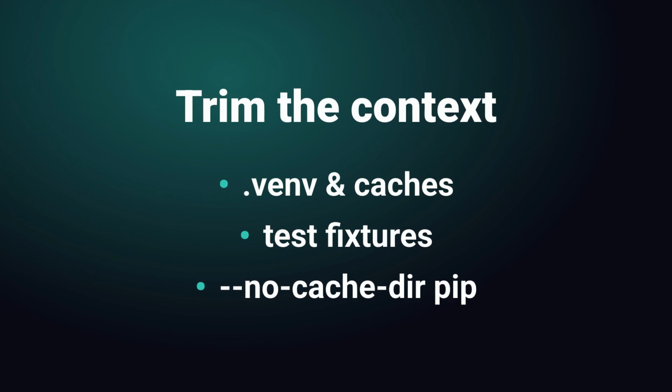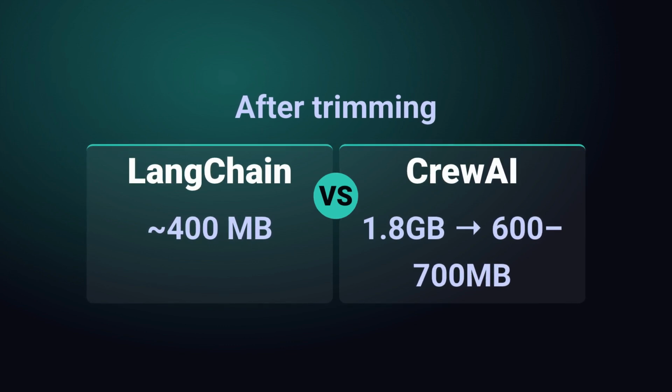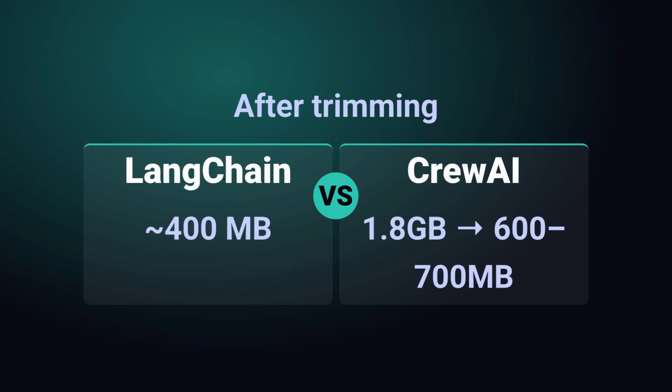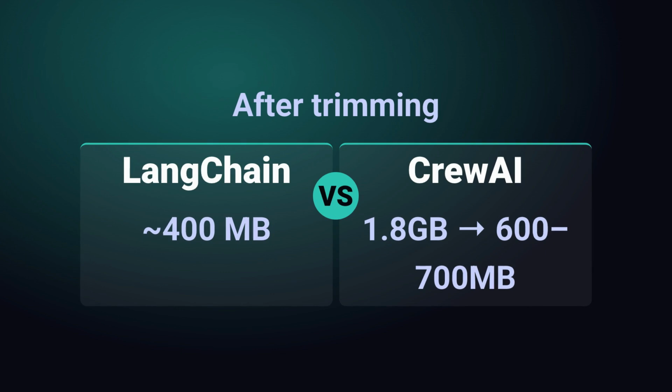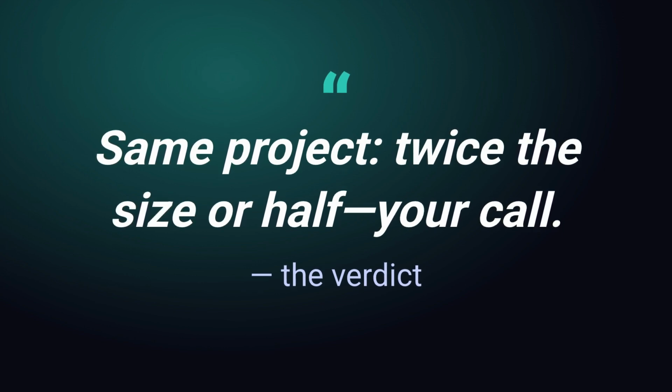When you stack those techniques, the gap narrows dramatically. A trimmed LangChain agent can land near 400 megabytes, and a CrewAI image with memory disabled and multi-stage builds can drop from 1.8 gigabytes down to the 600 to 700 range. The framework matters, but your packaging discipline matters more. The same CrewAI project can be twice the size or half the size, depending entirely on choices you control.